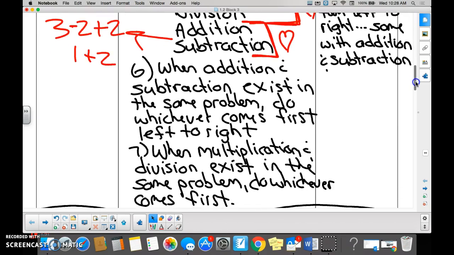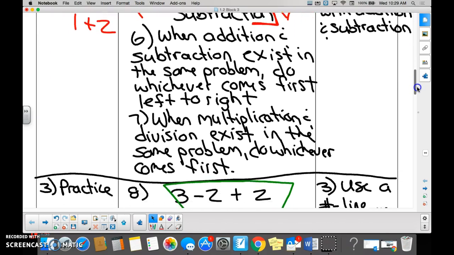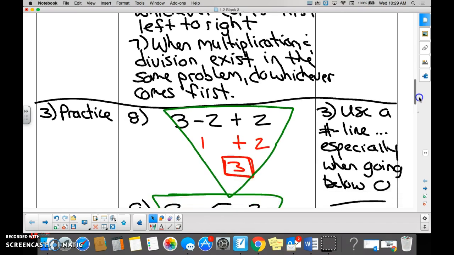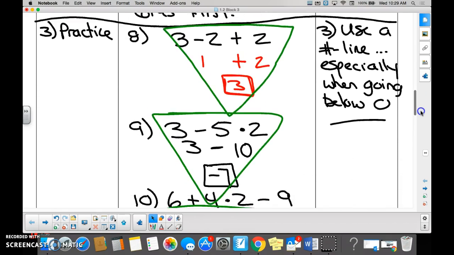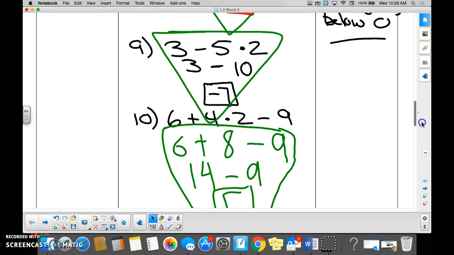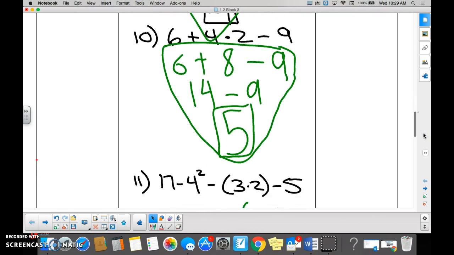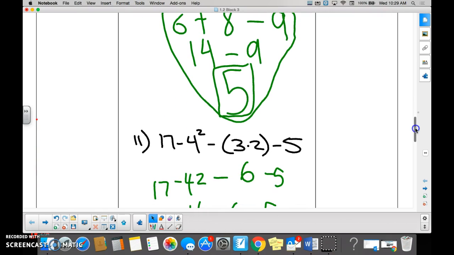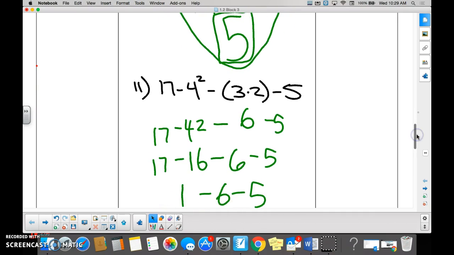Same is true for division and multiplication. No difference. And then we did our practices down below. And I am going to show you number 11, which is where we had some more realizations. As far as order of operations are concerned, we knew that we had to do parentheses first. We did exponents second. We were left with just a subtraction problem. So we go left to right.